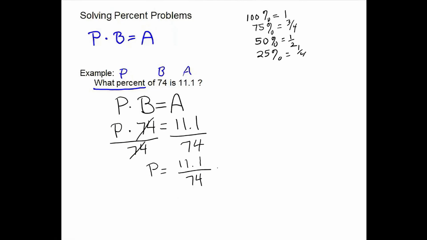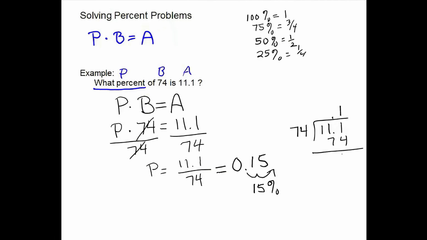A calculator would give us 0.15 for this, and we would move the decimal 2 places to the right and add the percent symbol. Let's do it real quick by hand. If you're just changing it to a decimal first, 74 into 11.1. No decimal in the divisor, your decimal goes straight up. 74 into 111 will go one time, multiply back, subtract, add a 0 and bring down, and this will go 5 times.